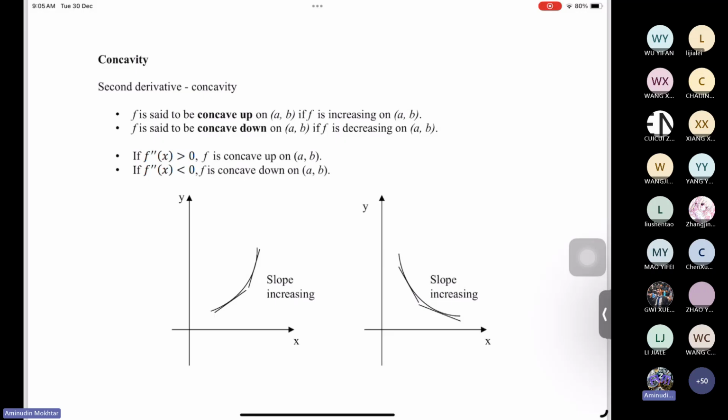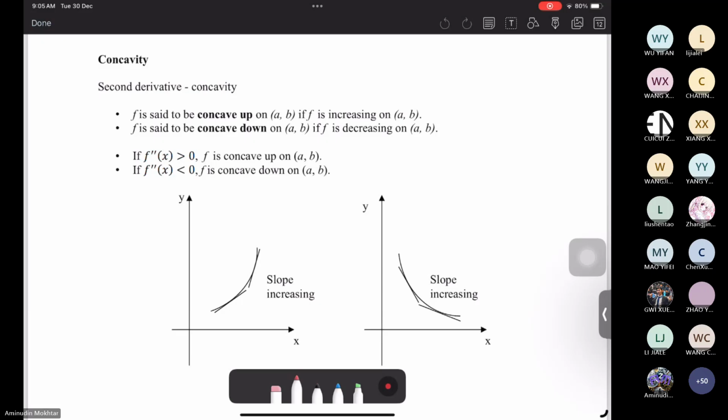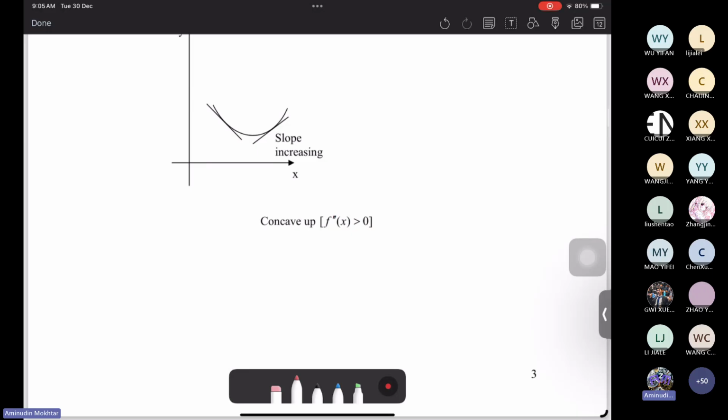Concavity. We have two situations here: concave up and concave down. Concave up is cekung ke atas, and concave down is cekung ke bawah.